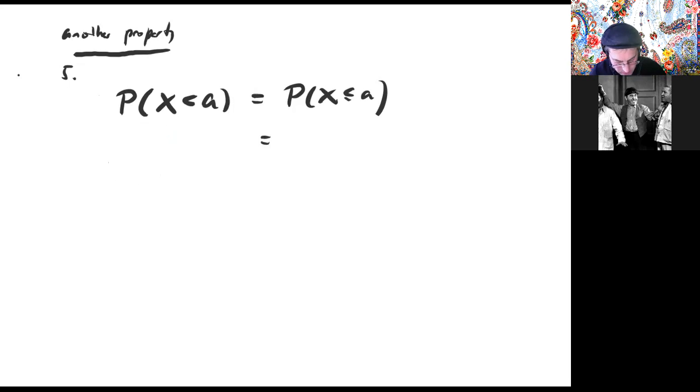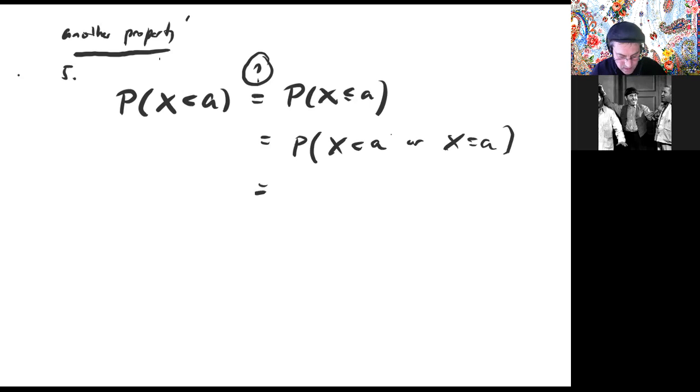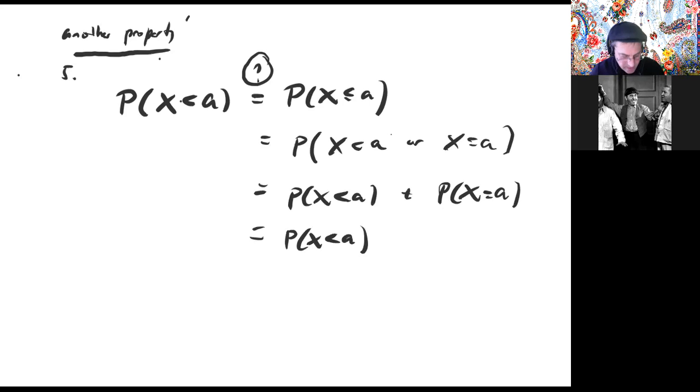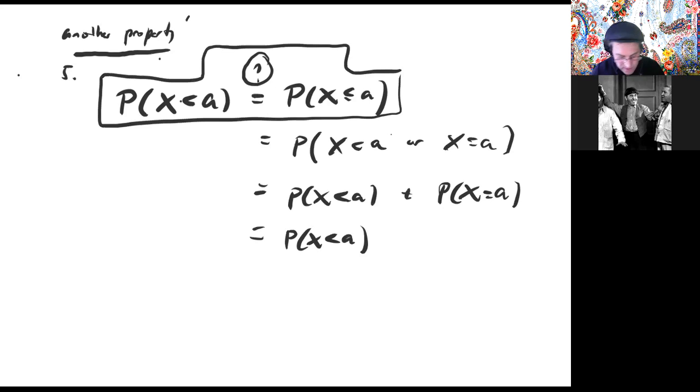We're asking whether this is true. It is true, but I'm going to show you why. This is the same as the probability that x is strictly less than a or x is equal to a. But these are mutually exclusive events. So this is the same as the probability that x is less than a plus the probability that x equals a. But the probability of x equals a we saw was 0. So it's the same as the probability that x is less than a. So this is only true in the continuous case, not in the discrete case.